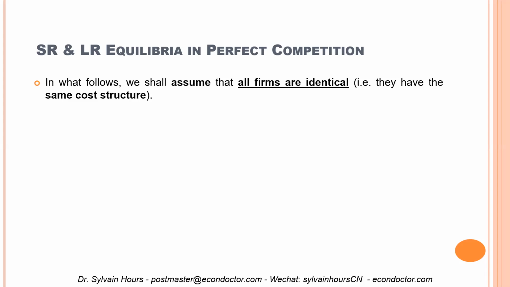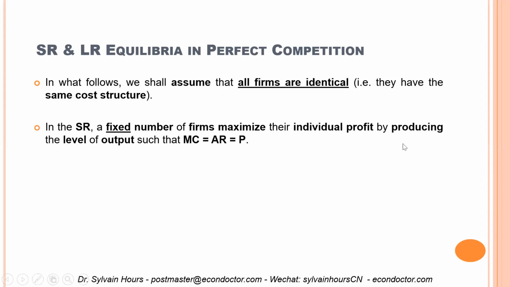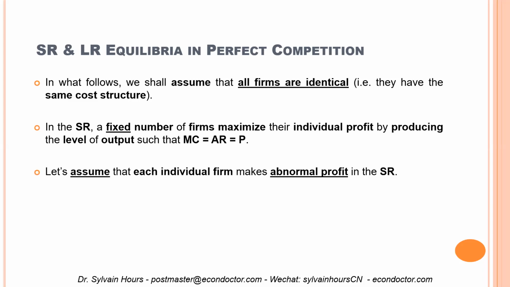When we study perfect competition and market structures in general, the short-run is about, do firms have sufficient time to enter and exit the market? In the short run, they can't. In the long run, they can. So in the short-run equilibrium in perfect competition, you have a fixed number of businesses. They maximize their individual profit by producing at MC is equal to MR or MC is equal to price.